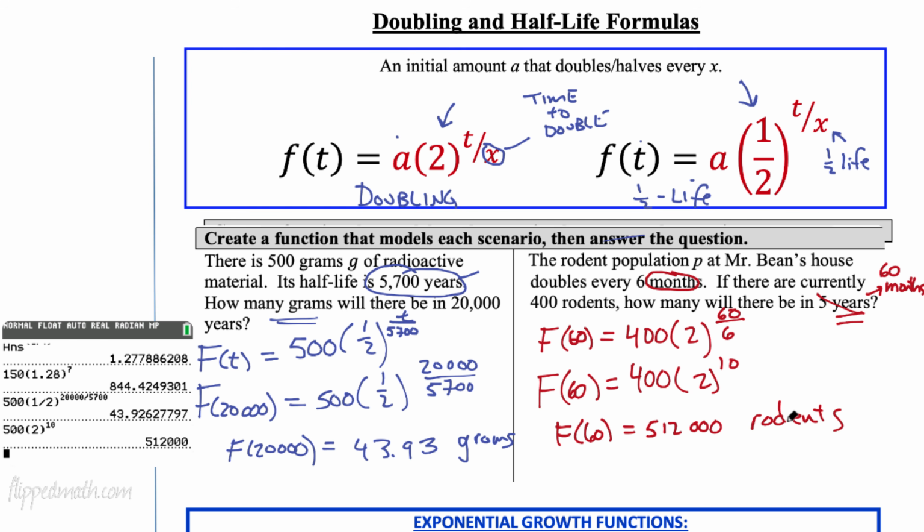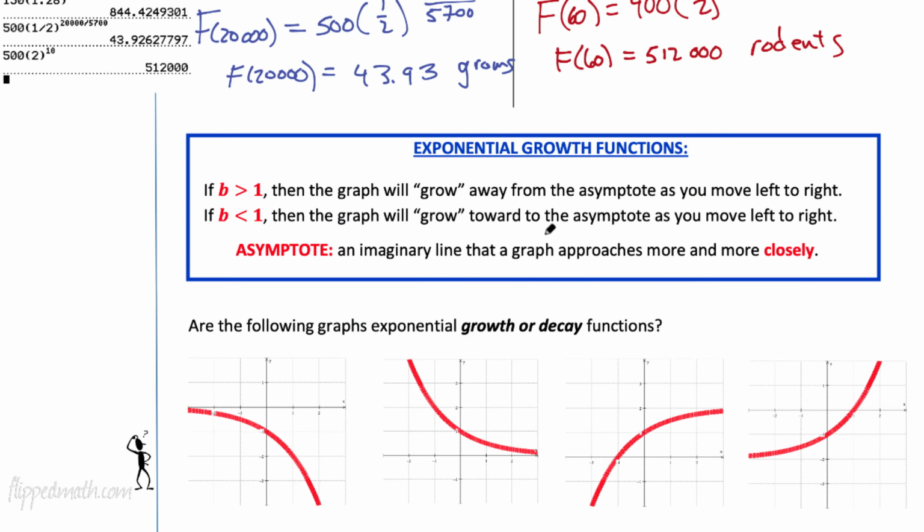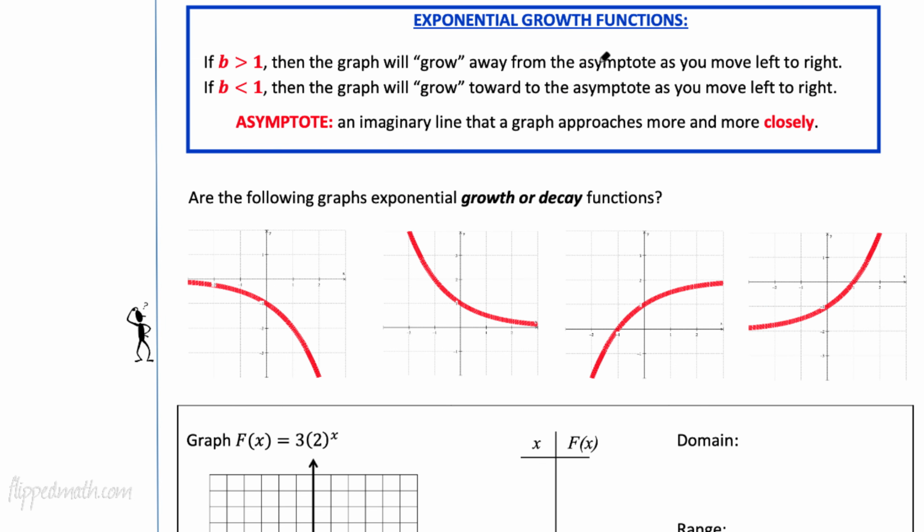Whew, Mr. Bean's house. It is in the forest. All right, so now let's look at what these look like on a graph. We have our two different types, growth and decay. If b is greater than 1, that's a growth function, then the graph will grow away from the asymptote as you move left and right. Okay, we'll see what that means here in a second. If b is less than 1, or if it's a decay function, it'll grow towards the asymptote.